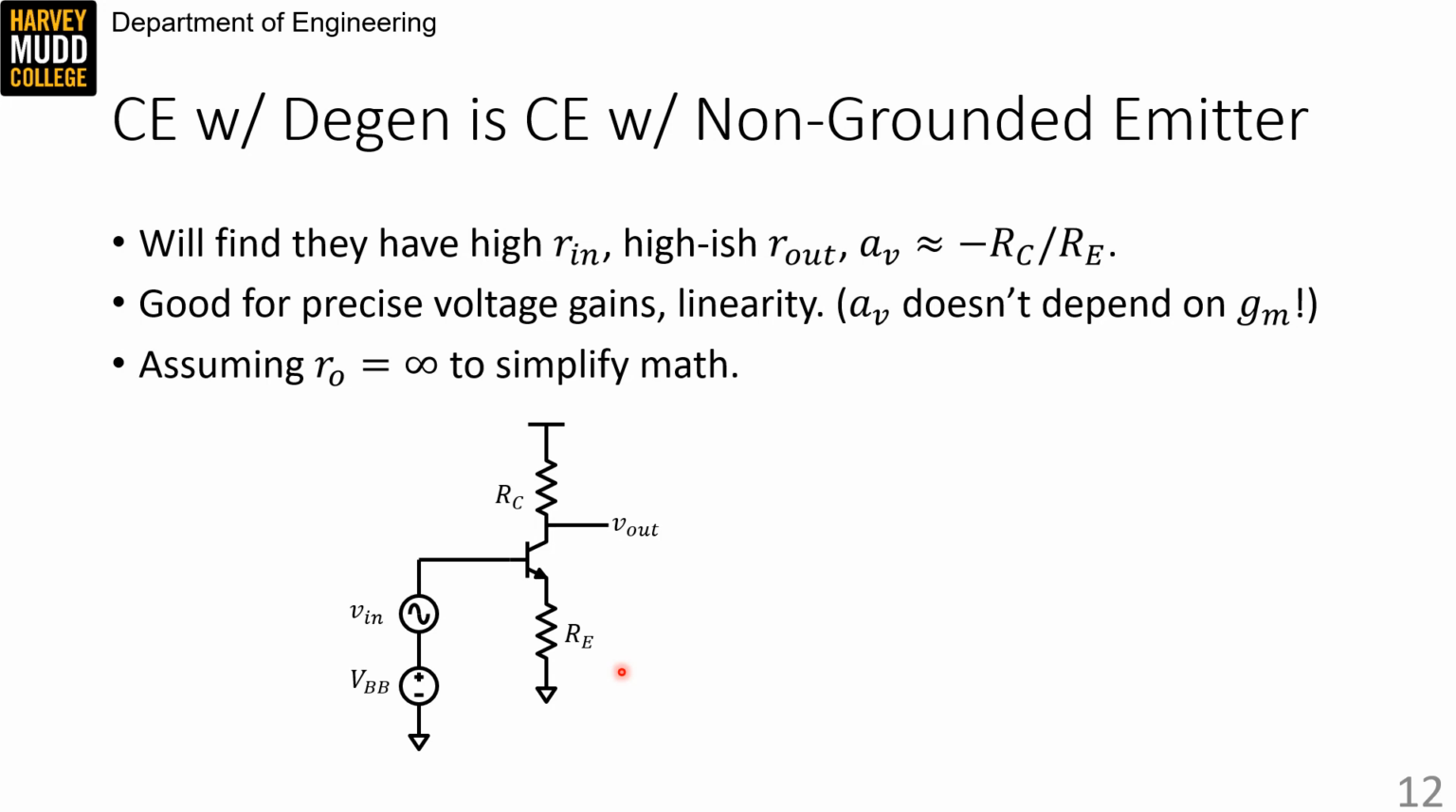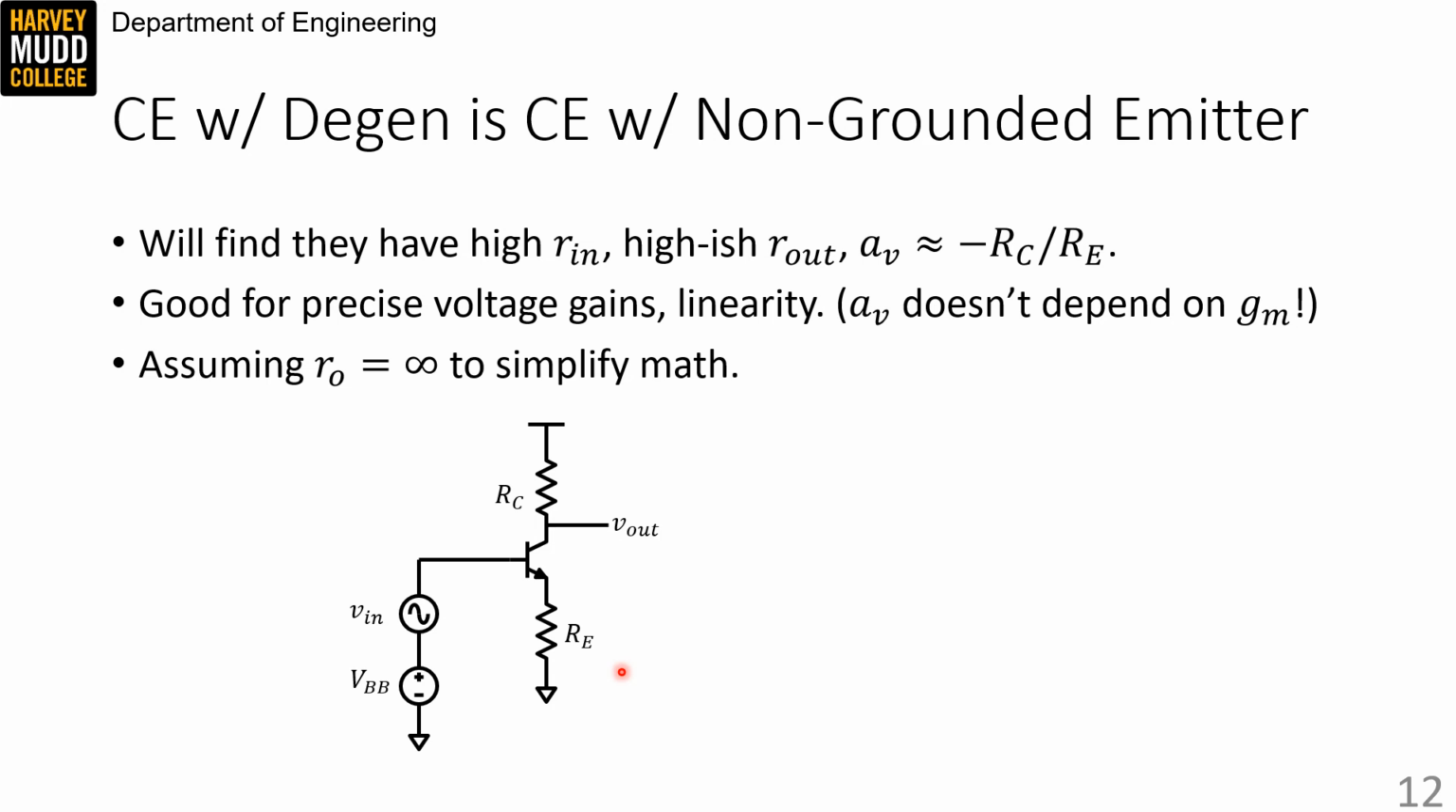We're going to assume that RO is infinite throughout our analyses to simplify our math. Including RO doesn't change our results much, but it does make the math much harder. You'll get to examine the effect of RO on common emitters with degeneration in your homework. And that's going to be a slog, but being comfortable with wrestling with a tough small signal model is a skill I want you to practice, and that analysis will give you the opportunity.